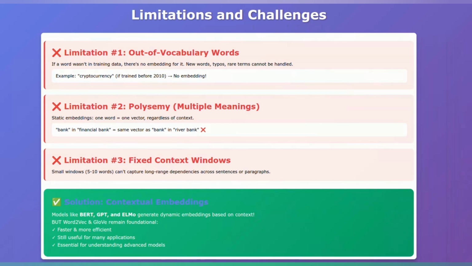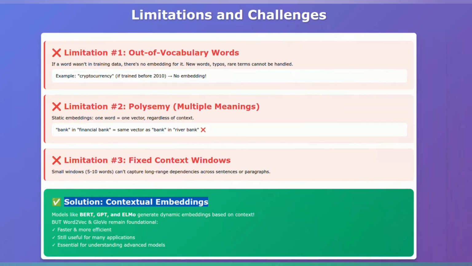Limitation number 3, fixed context windows. Both Word2Vec and GloVe use relatively small context windows, typically 5 to 10 words. They can't capture long-range dependencies or understand complex relationships that span across sentences or paragraphs. So, what's the solution? Contextual embeddings. Models like BERT, GPT, and ELMo generate different embeddings for the same word depending on its context. They're dynamic, not static. BERT would give bank a different embedding in financial bank versus riverbank because it looks at the entire context.